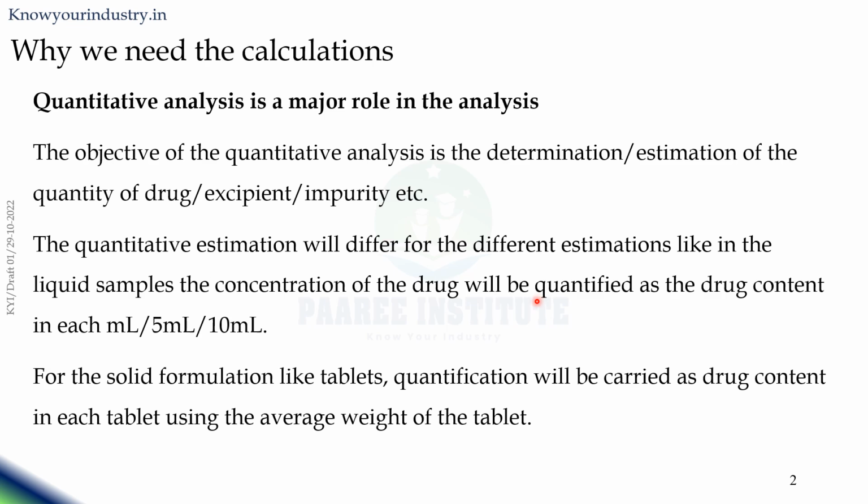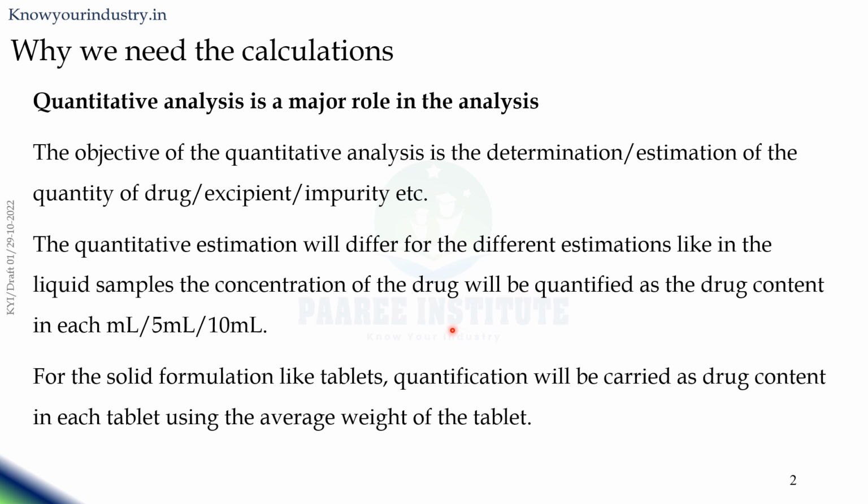When it comes to a tablet, we say there is 200 mg of paracetamol in that particular tablet. Likewise, for syrups or suspensions, we say 100 mg per ml, or 1 gram in 10 ml. That is how we state the strength of a particular product.